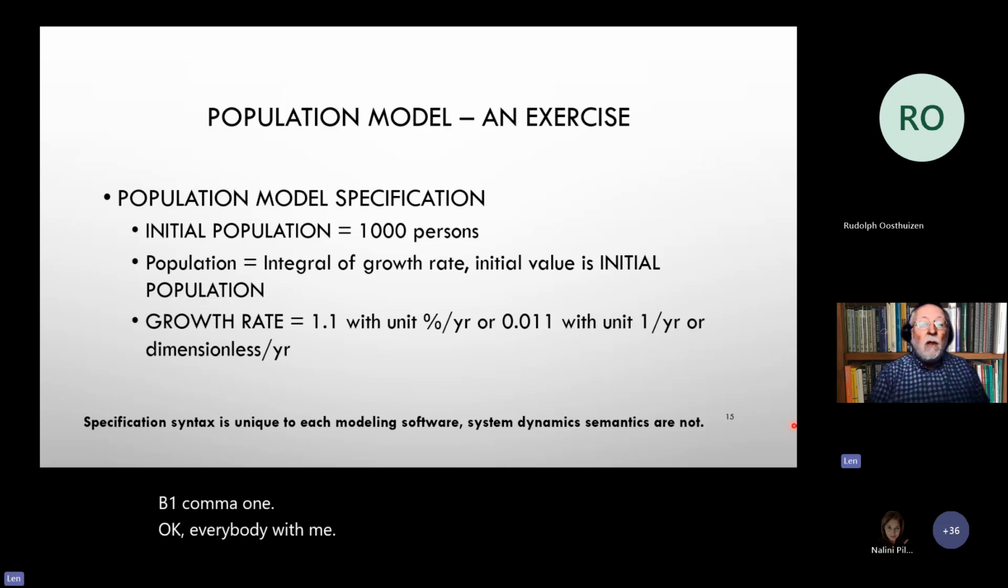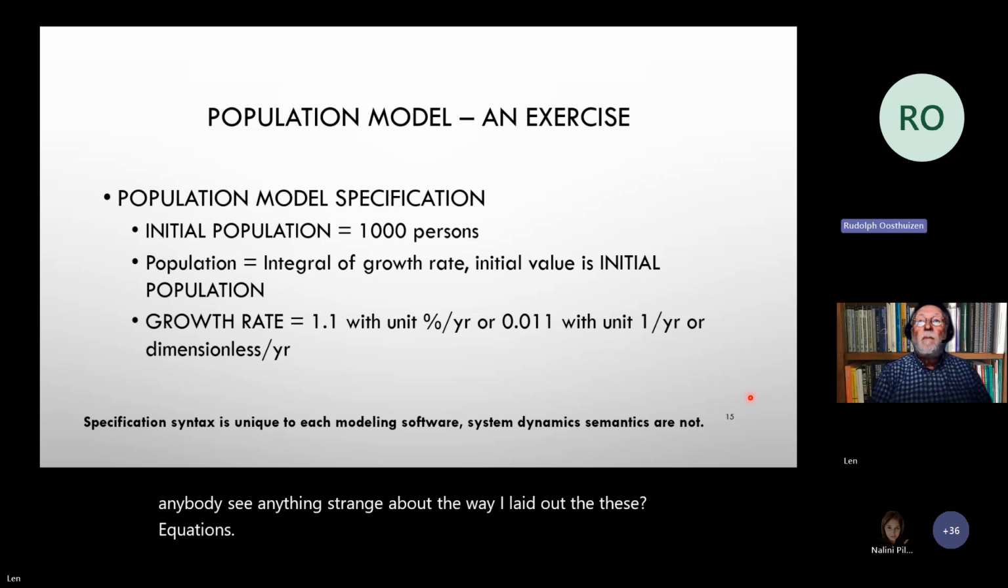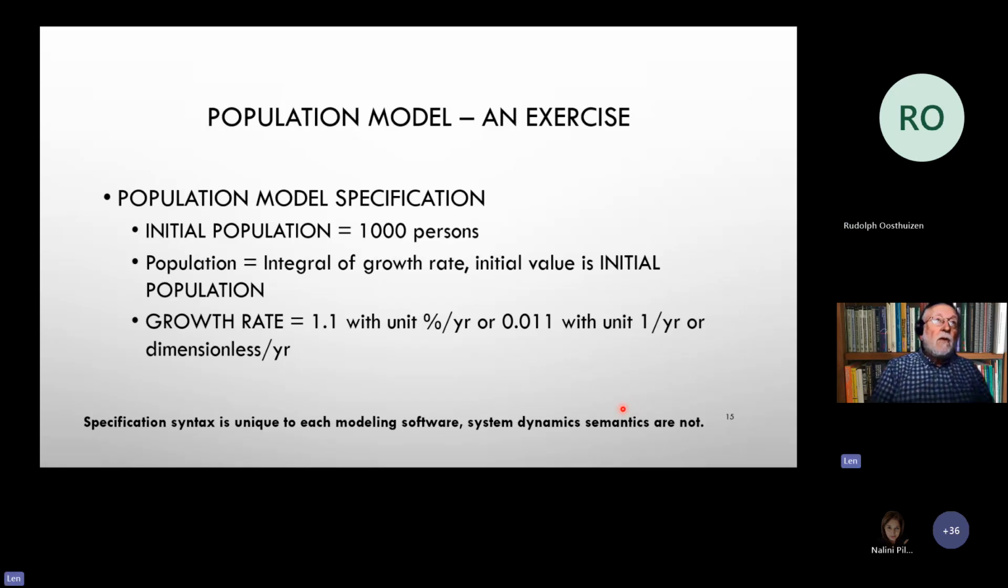Anybody, I don't know if we can interact or not, Rudolph, but does anybody see anything strange about the way I laid out these equations? Eileen, we only have the workshop tomorrow, so I think everybody's still in conference mode today. Okay, great. I'll point out the oddity here in just a minute.